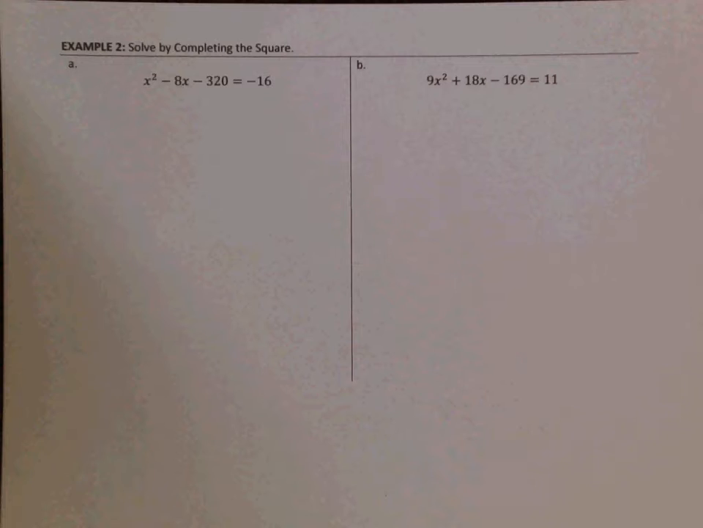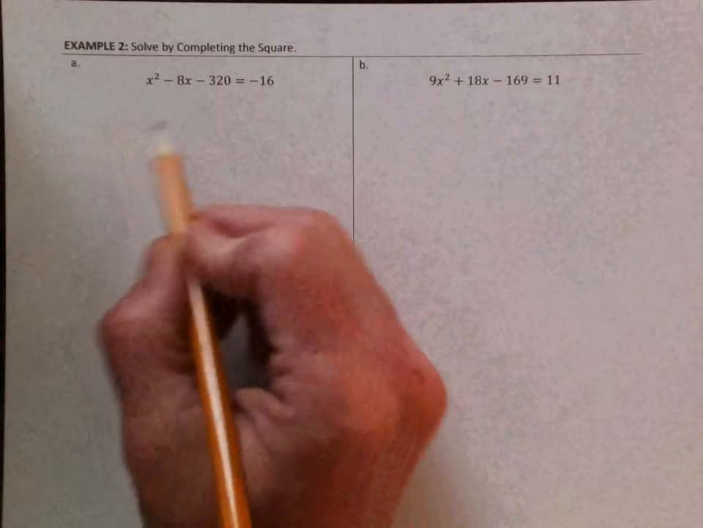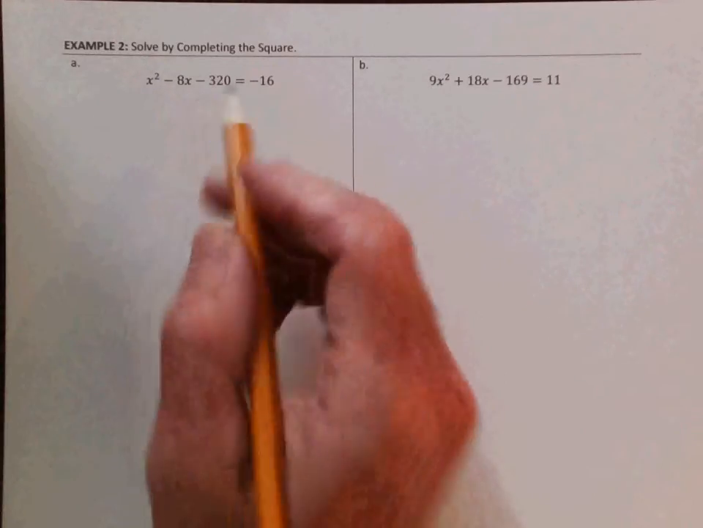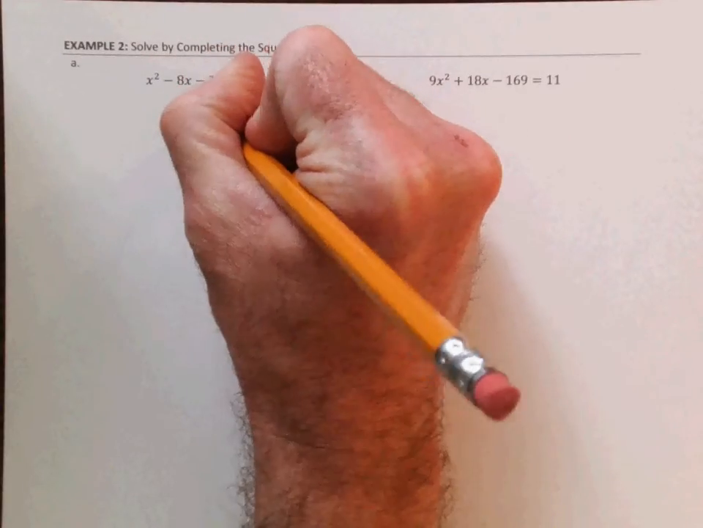This video is going to take us through the final two examples of actually completing the square to solve a quadratic. You might want to pause the video and make an attempt yourself. Okay, so I'm going to walk through. So in A, the very first thing I'm going to do is add 320 to both sides.